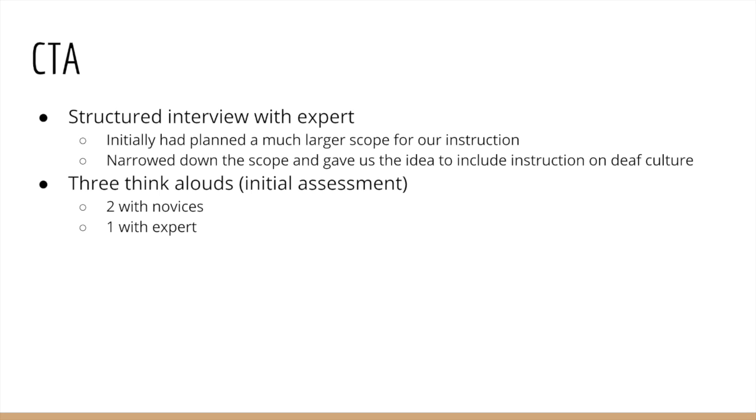Our initial scope was very wide. We wanted not only to teach people how to recognize sign language, but also to learn how to sign and to fingerspell. However, we ran into initial problems, such as creating assessments to verify whether students were signing correctly. That would require complicated computer vision and machine learning software, which would be time-consuming and outside of the scope of the project. After conducting an expert interview, we learned what would be feasible to teach in the time frame and narrowed down our scope to our current instructional goals. We then created our initial assessment questions and conducted three think-alouds.